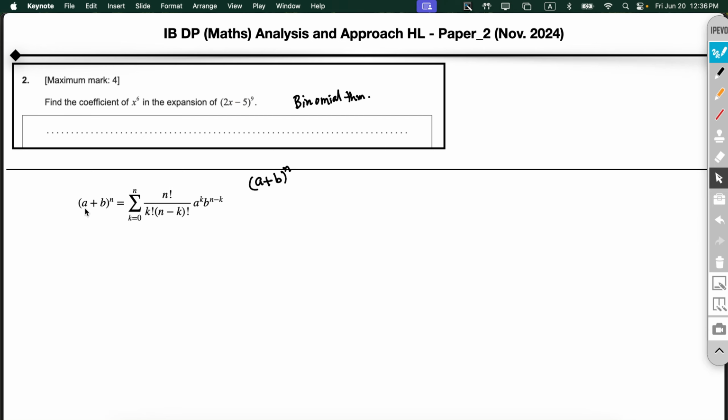So here you have (a plus b) to the n, which is a sum over k equals 0 to n of a to the k, b to the n minus k, times n factorial divided by k factorial times (n minus k) factorial. Just to remind you, any integer's factorial means start from that number, reduce the number by 1, and keep multiplying the numbers until you reach 1.